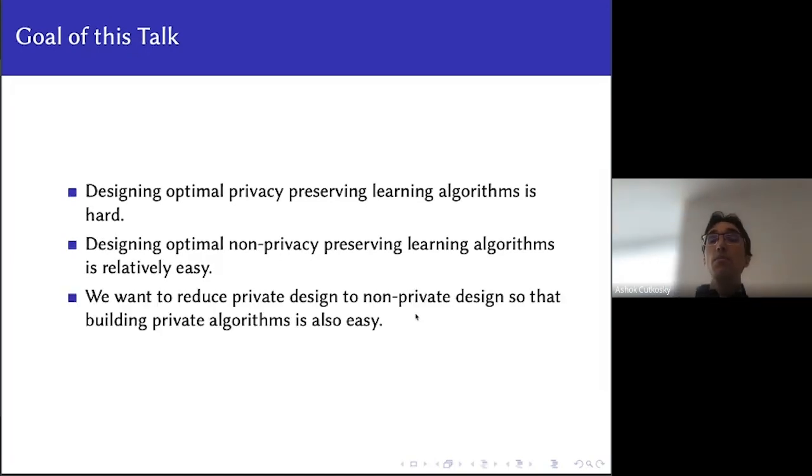So we want to build a method such that you can design an optimal private algorithm just by taking a non-private algorithm and doing something to it. Right? So you want to do something to a non-private algorithm to make it private in such a way that the optimality guarantees are preserved. An optimal non-private algorithm will be converted into an optimal private algorithm. Okay, so that's the goal of this talk. We're going to basically describe a procedure for doing this.